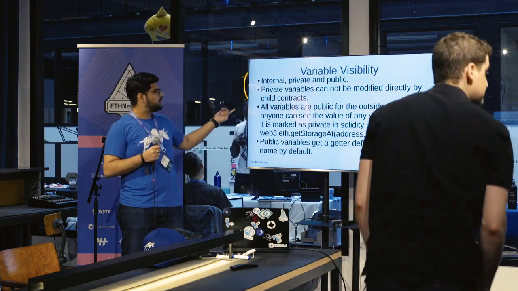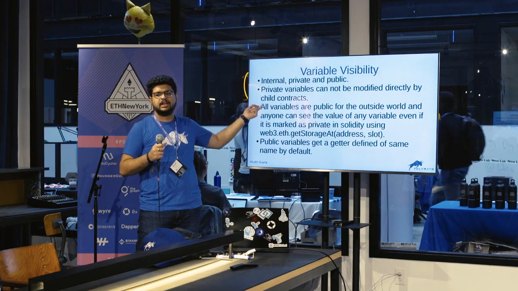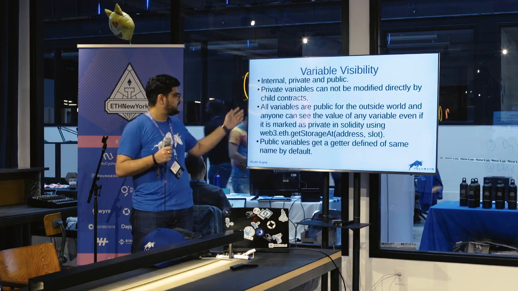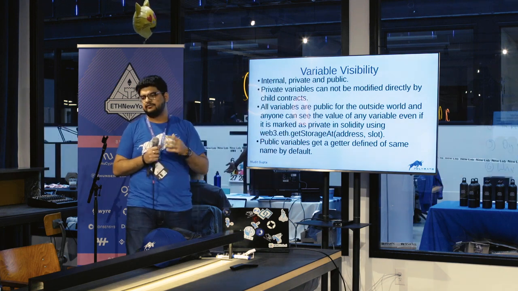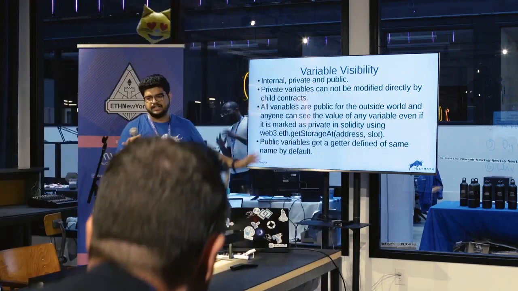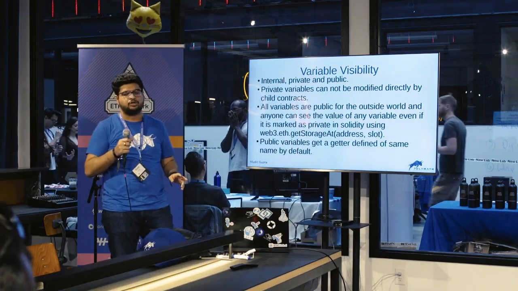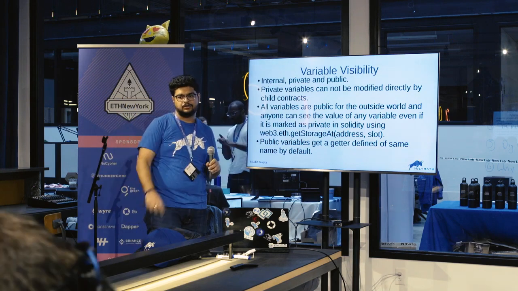Another thing to note is that even for private variables and internal variables, they are not really private. You can always access their values through the web3.eth.getStorageAt function. So don't ever think that if you have defined a private variable, nobody can see that. It's never secret on the Ethereum blockchain. Everyone can always access all the data. It's just a bit harder to do it.